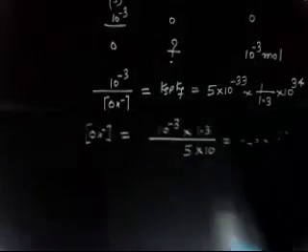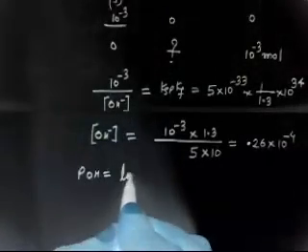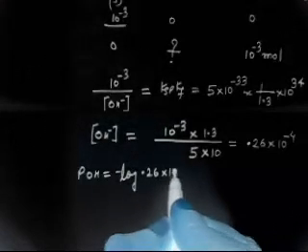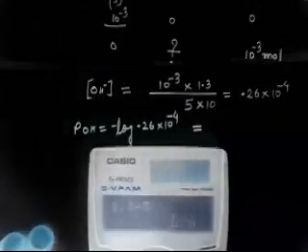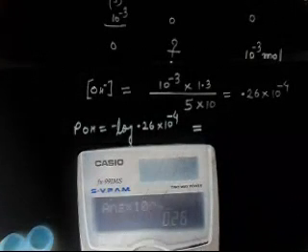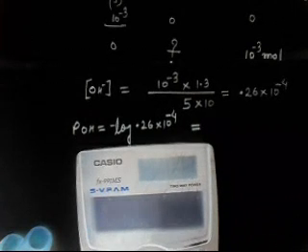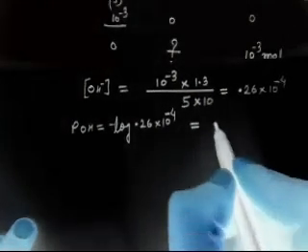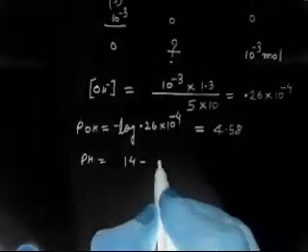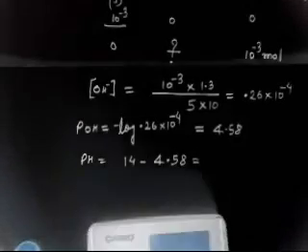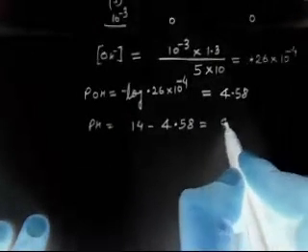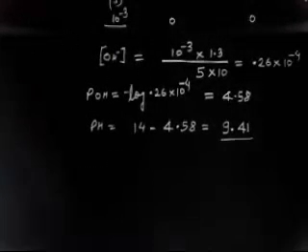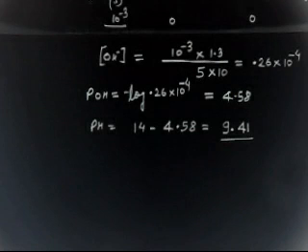And now I can calculate pOH. So pOH will be minus log of 0.26 into 10 to the power minus 4. So let me check what this value comes out to be. I have to take the log of this, and the answer comes out to be 4.58. So what will be the pH? I have to subtract from 14. So 14 minus 4.58, this is my pH. So this is 9.41. So this is basically the minimum pH at which it can dissolve as Al(OH)4 minus.